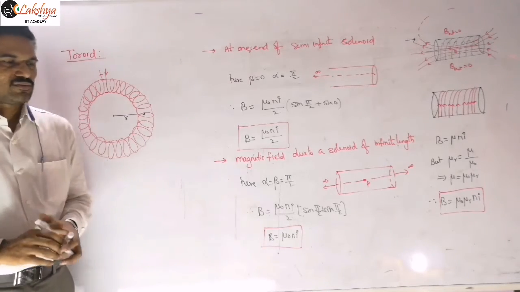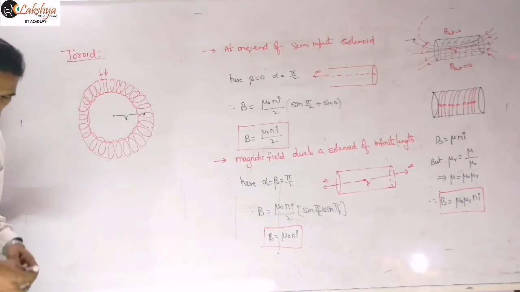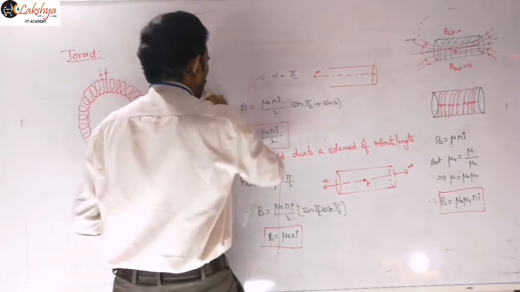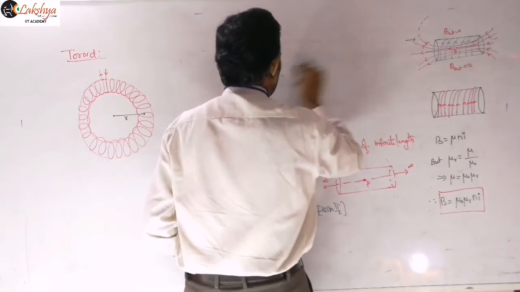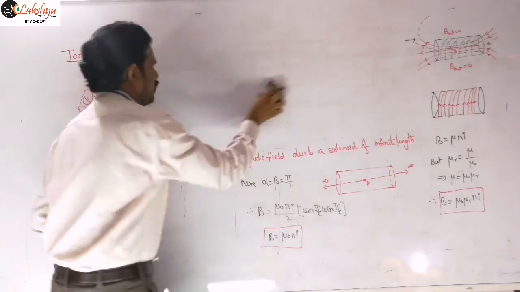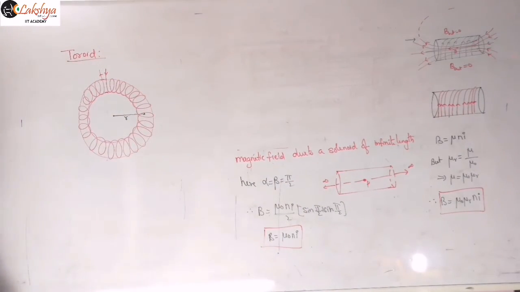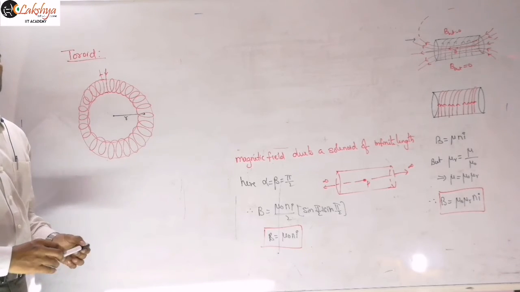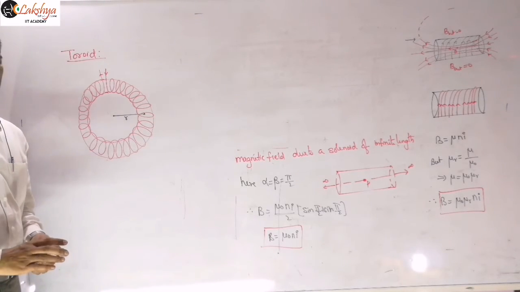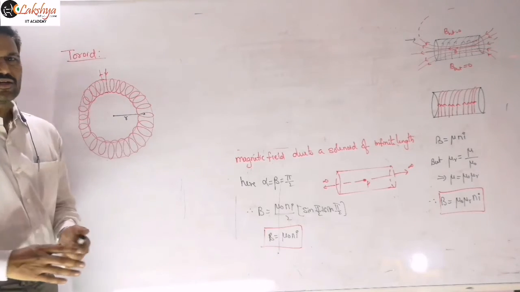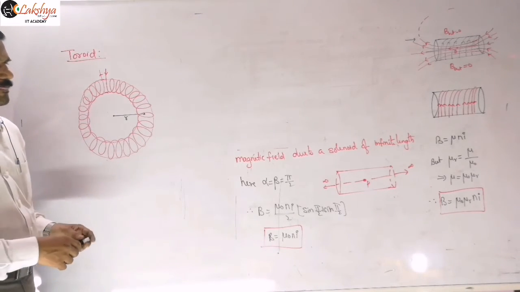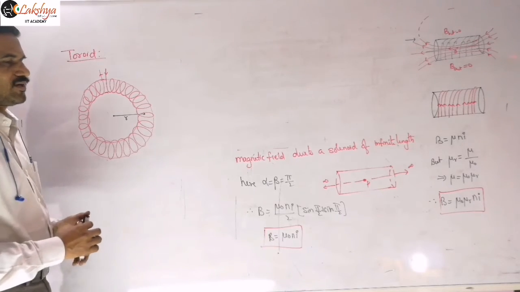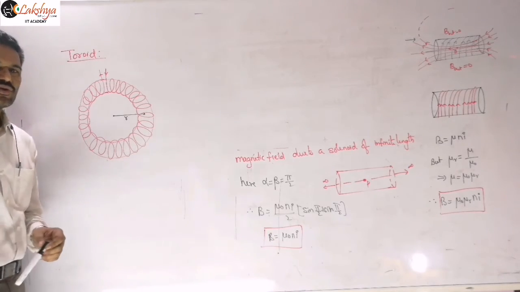So just mention that toroid means if the two ends of a solenoid are joined together such that it forms a circular tube as shown in the figure, then it is called a toroid.